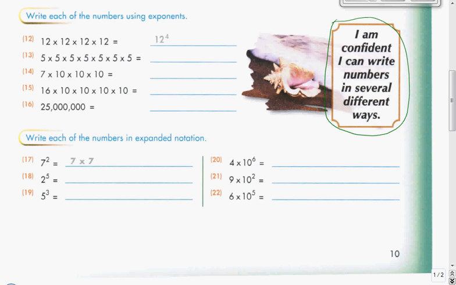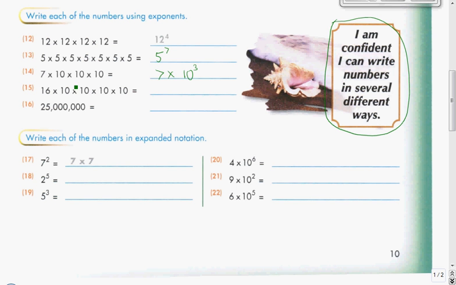Okay, well that's fun. Because here, how many times is 5 used as a factor? 5 is your base, right? And then how many times is it used as a factor? 1, 2, 3, 4, 5, 6, 7 times. So that's your exponent, 7, because the exponent tells you how many times the base is used as a factor. Here, how many times is 7 used as a factor? Once, but you're not going to write it, because you don't normally write the 1. And then we have 10 used as a factor. How many times? 3 times. That's how you write that.